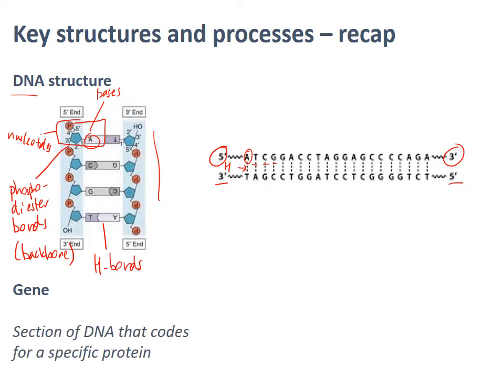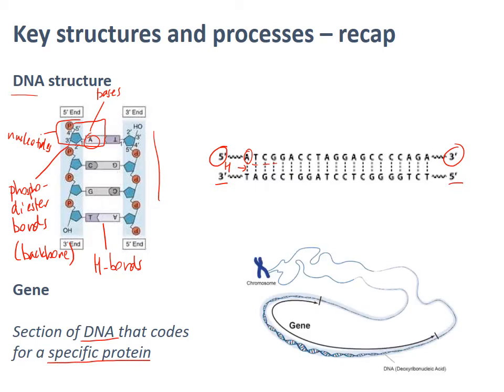Remember, a gene is a small section of DNA that codes for a specific protein. So if we have a chromosome that consists of a large amount of DNA, if we unwound that and just looked at this one section here, that would be a gene. And let's just use an example. The insulin coding gene makes the insulin protein through the process of transcription and translation.